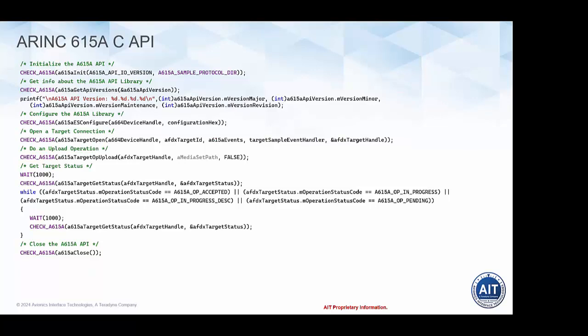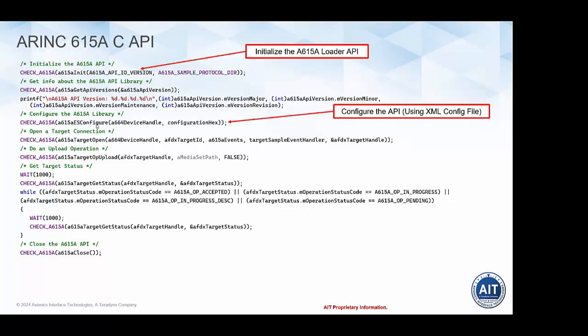All right, next we'll look at the 615A data loader C API. So now we're up at the level where we're actually doing data loader operations. So just like TFTP, you have to initialize the API. You can get the versions out of it. You then have to configure the API by passing it in that XML file that we looked at several slides back. In this case, this function is going to ingest into the 615A API those 615 configuration settings in the 615 section.